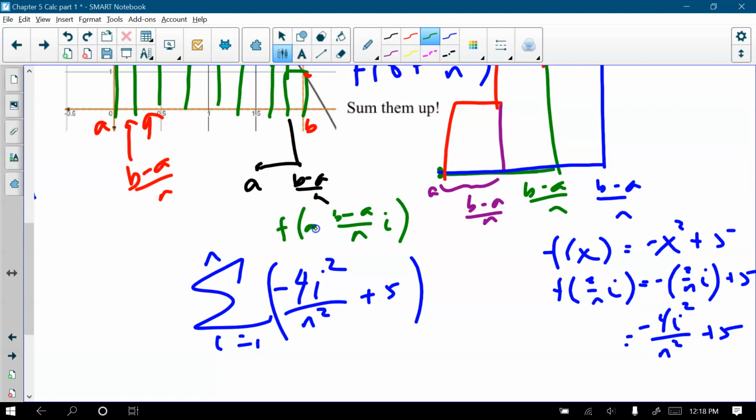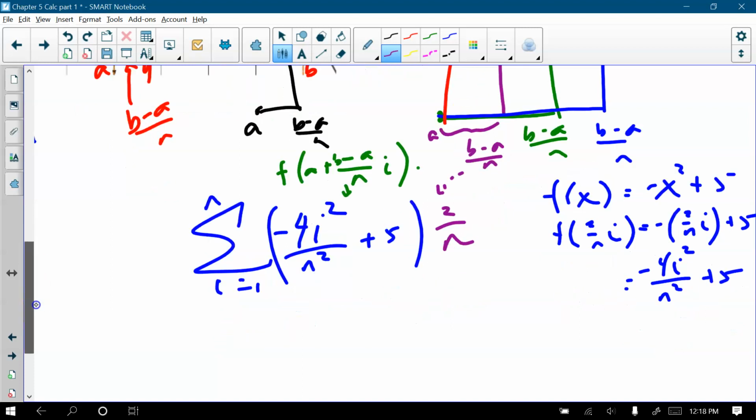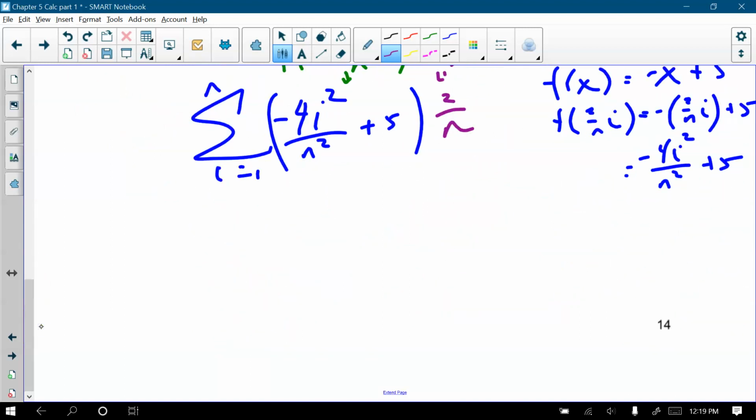Let's be a little bit more thorough. Okay, good. So that's what this part is. And then we have to multiply it times the uniform width, which was b minus a over n, which was 2 over n. And let's just see what we get here, because we have some formulas for this.